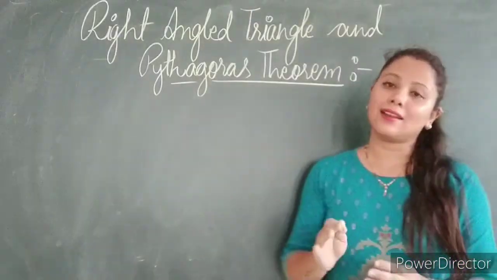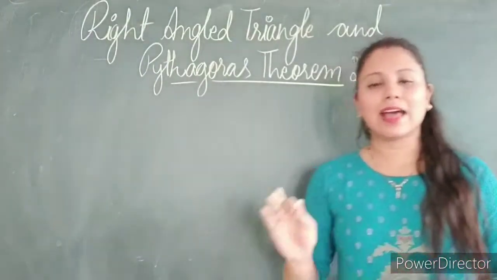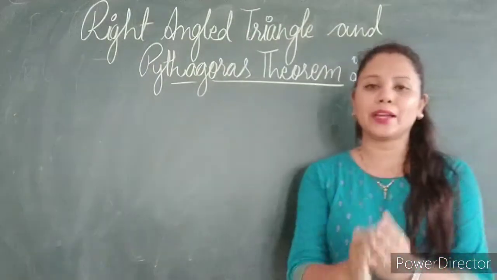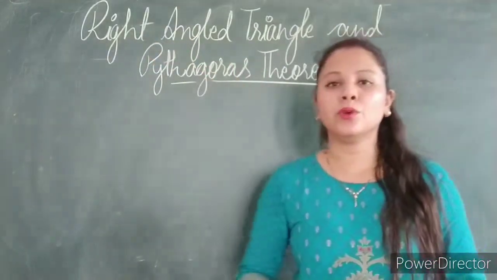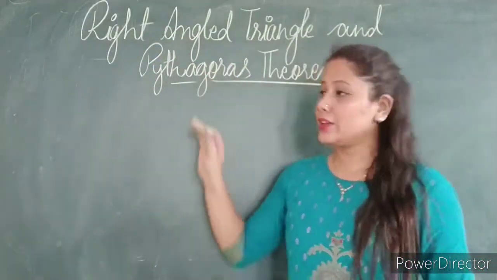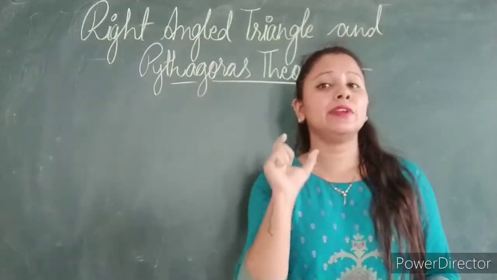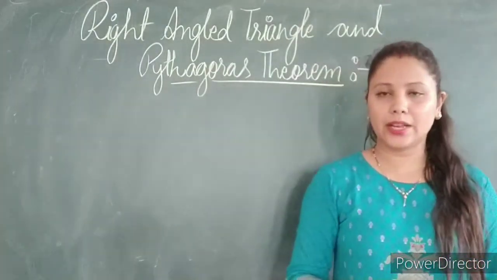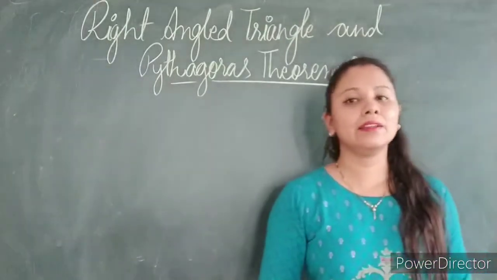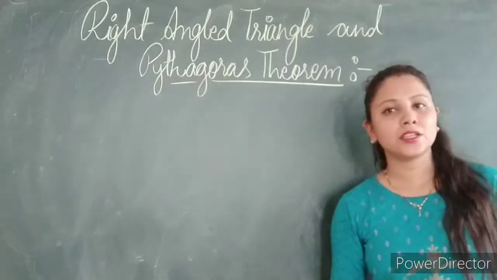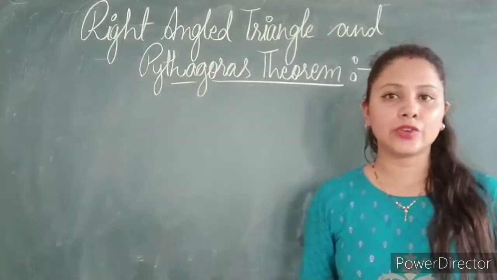So students, our last topic of this chapter is right angle triangle and Pythagoras theorem. Pythagoras theorem is basically related to right angle triangle. Pythagoras theorem is applicable only for right angle triangles; in any other triangle you cannot apply Pythagoras theorem. So let's discuss what is the meaning of a right angle triangle.